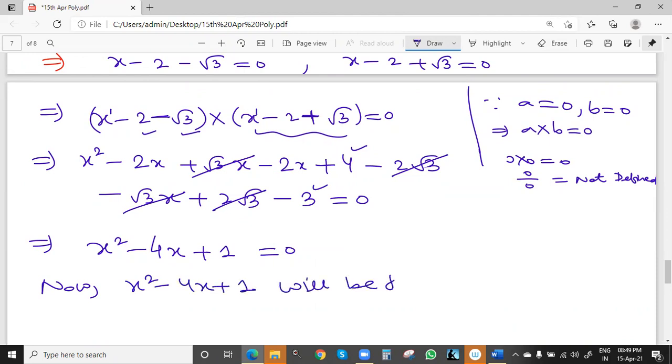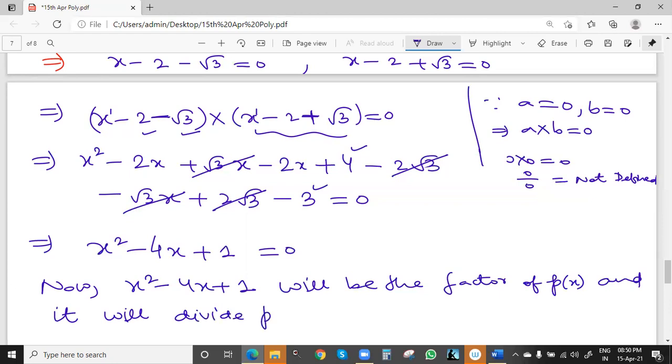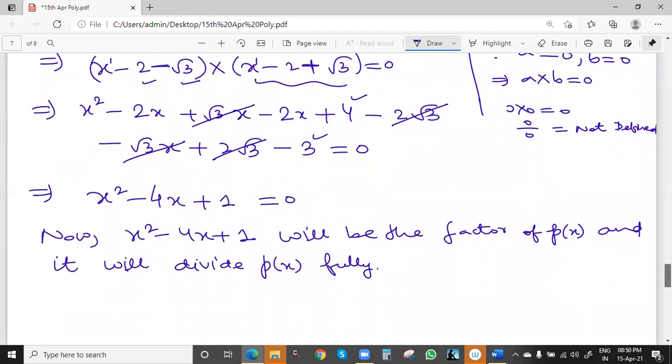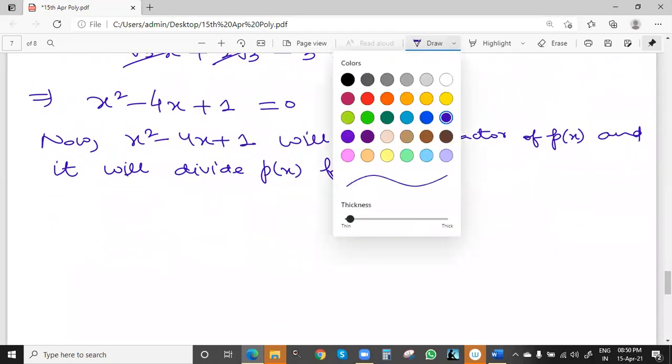will be the factor of px, and in one line we can write x square minus 4x plus 1 will be the factor of px. Factor means it will divide px fully or completely. The remainder will be 0. Fully means the remainder should be 0. Now we can start dividing. Properly it will divide this px.